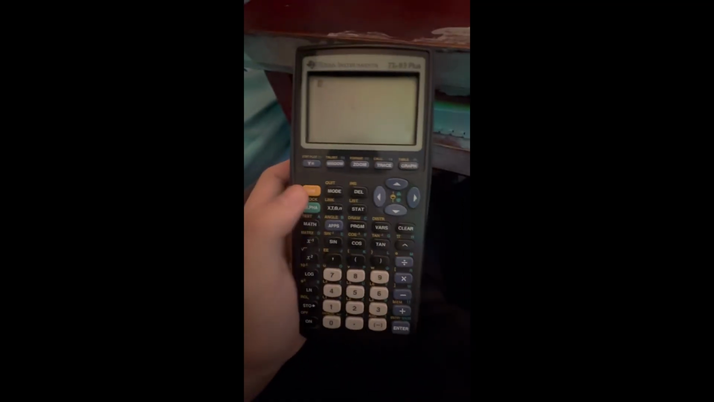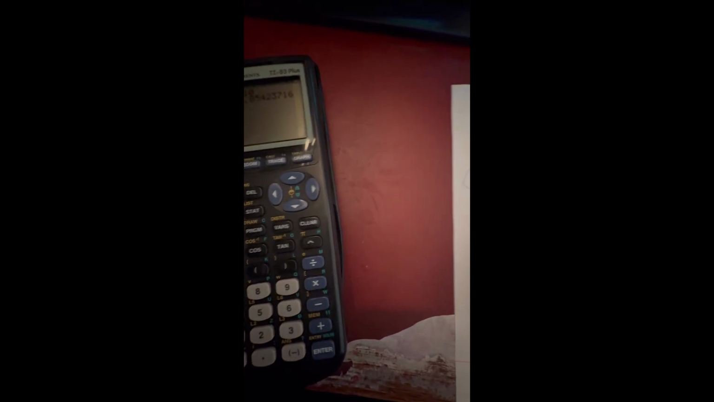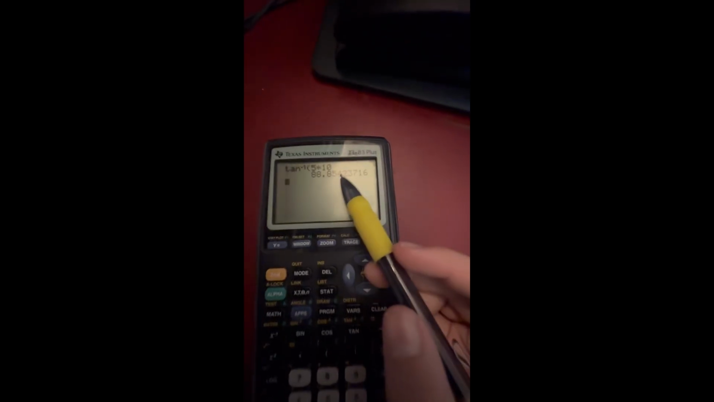You're going to hit second tangent. And to put that on the paper to make it a little bit more noticeable, second. It will be second tangent, 5 divided by 10. That is going to give you 88.9. Why? Because that 5 is going to round that up to a 9. So this is going to be 88.9. That is going to solve for that angle right there, 88.9.